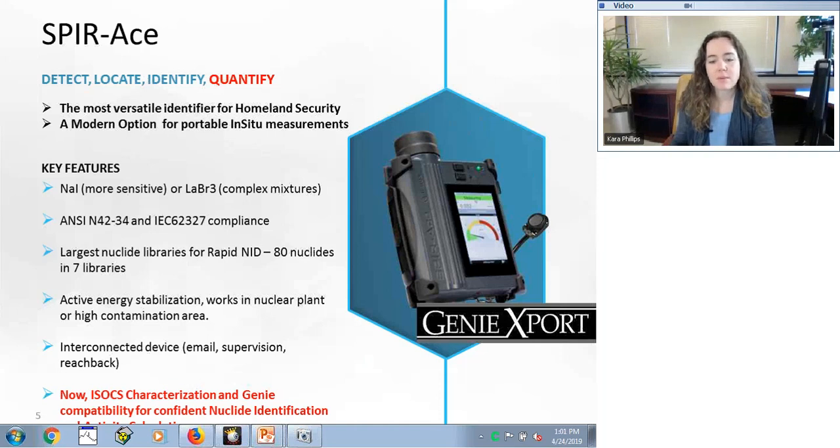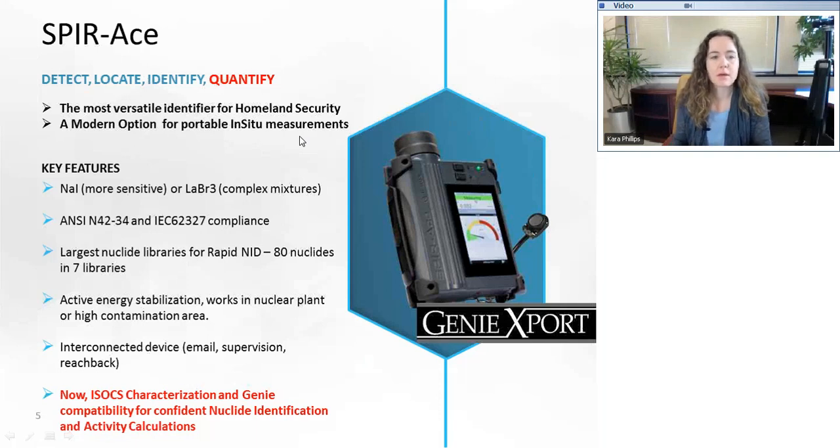What we're going to be talking about today is the SPIR-Ace with quantitative spectroscopy. The SPIR-Ace itself has been around for a few years now and was originally intended to detect, locate, identify, and now this additional feature called GenieXport that we're adding is to quantify, to determine that quantitative analysis with this device as well. And so that's for me really exciting.